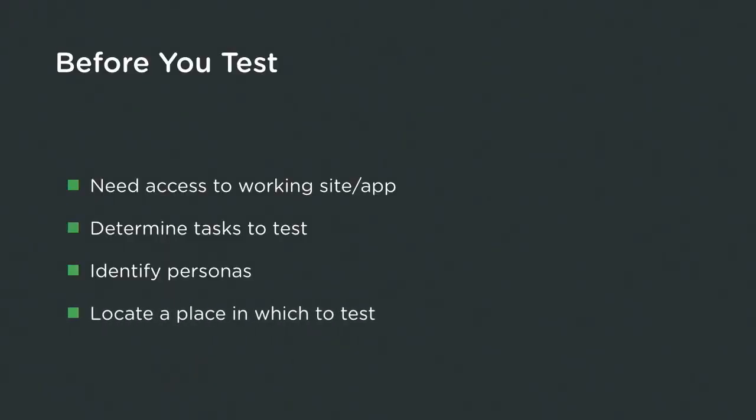Before you test, you want to locate a place in which to test. So this is really important, you want to have a controlled environment in which to test. And what I mean by that is, if you want to test in a public place, you're going to have distractions. If you're at the local coffee shop or on a bus or at a bus stop or out and about somewhere, you can get information from people and helpful feedback.